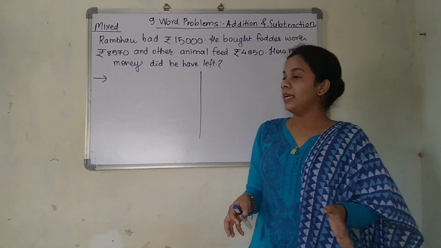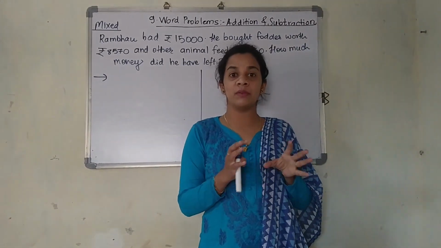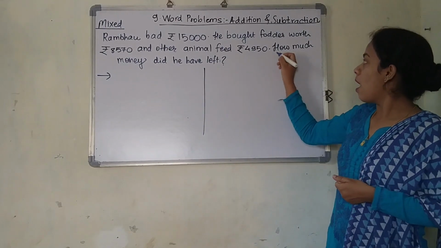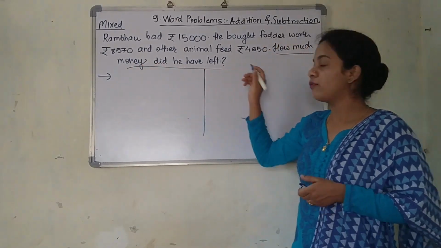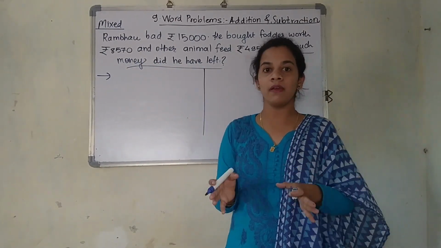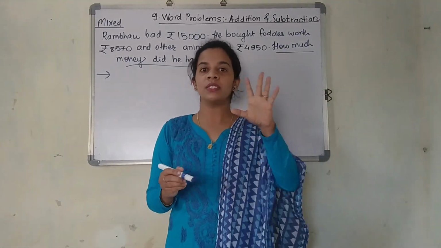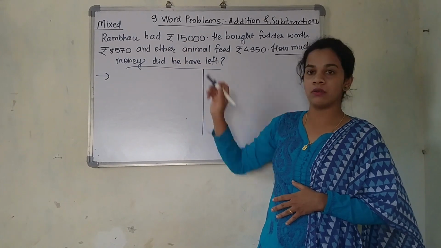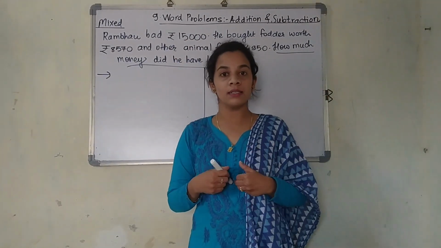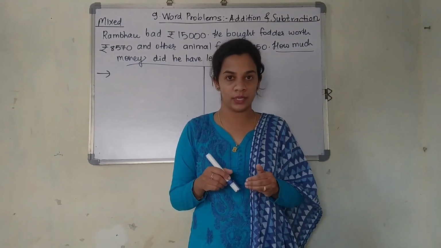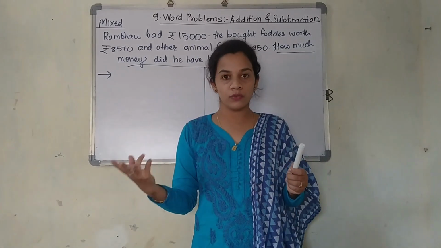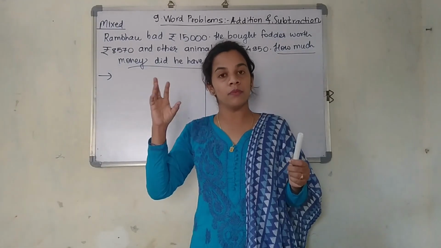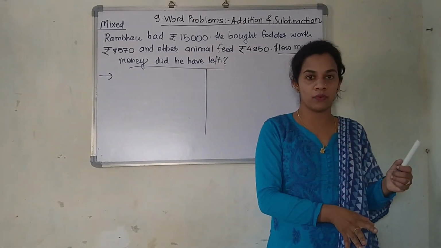How much money does he have left now? How much money is remaining with him now? That we want to find out. Our main question is how much money is left with him. For that, what are we supposed to do? Now see which is the biggest number in this question. The biggest number is 15,000. So what we are supposed to do is add the remaining two amounts. Whatever the addition comes to, we are going to subtract that from it.